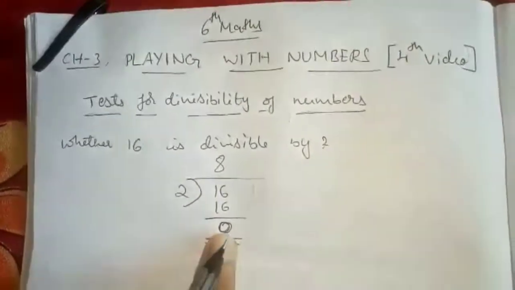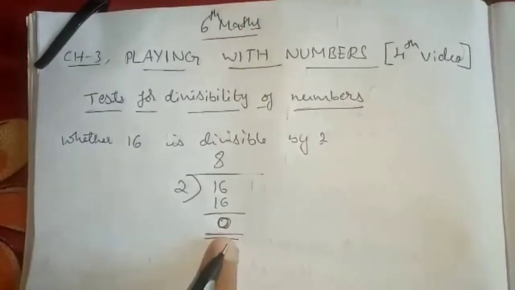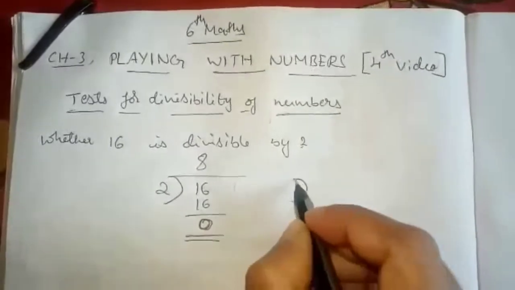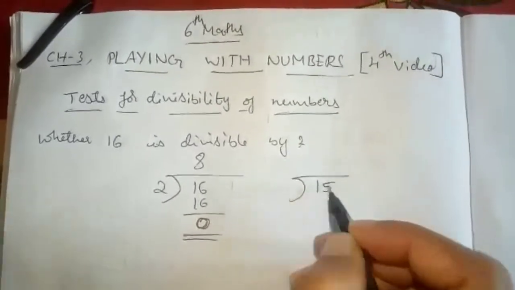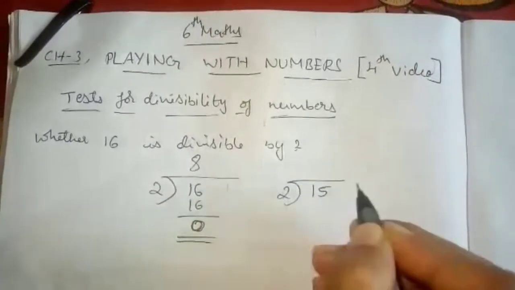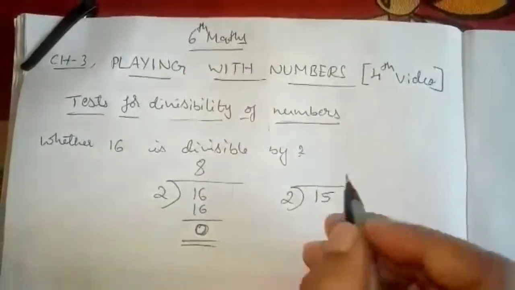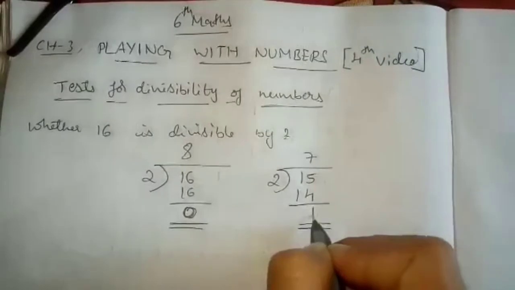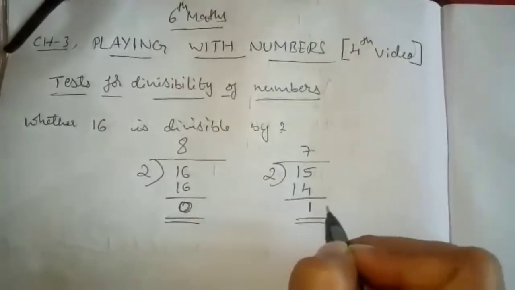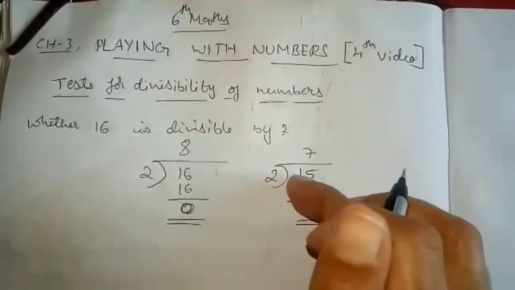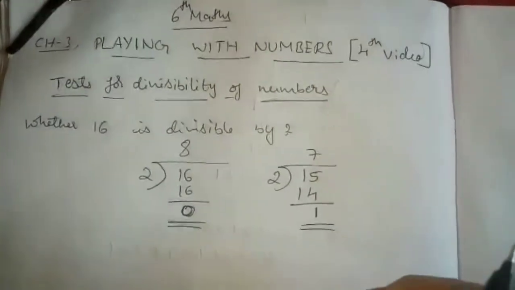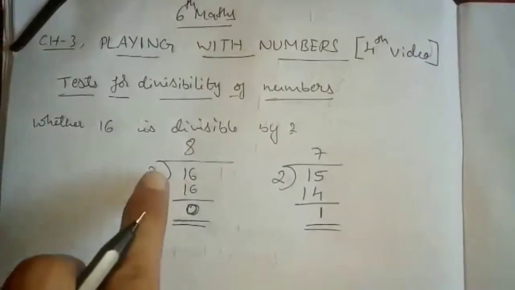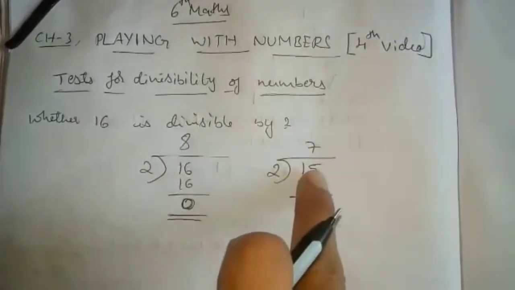When you get remainder 0. For example, if I take one more, 15, and divide by 2, 2 how much is 15? 15 doesn't come, right? 2 7s are 14. 1 will be the remainder. So if 1 remains, then what can we say? 2 doesn't divide 15. Here 2 divides 16, but 2 doesn't divide 15.